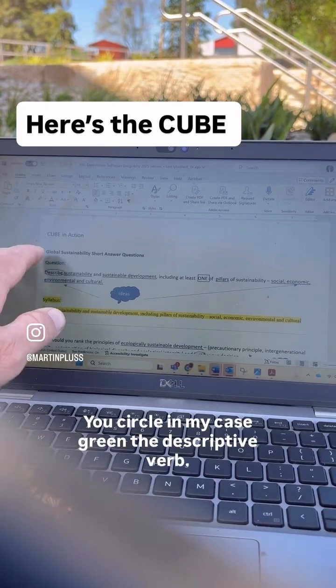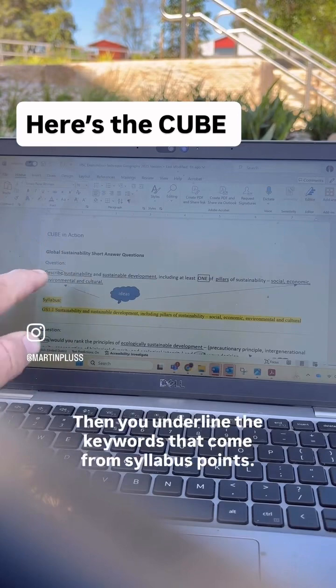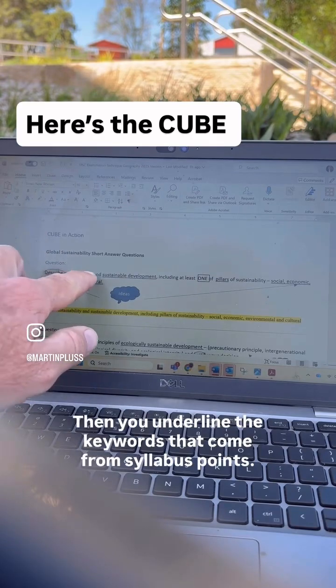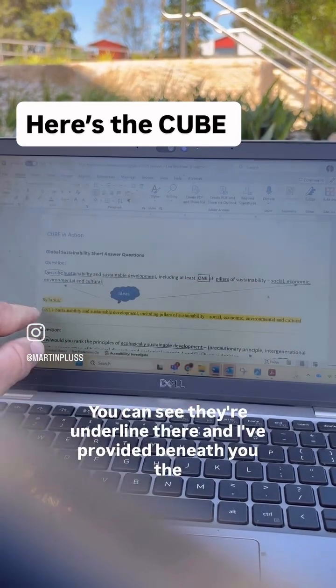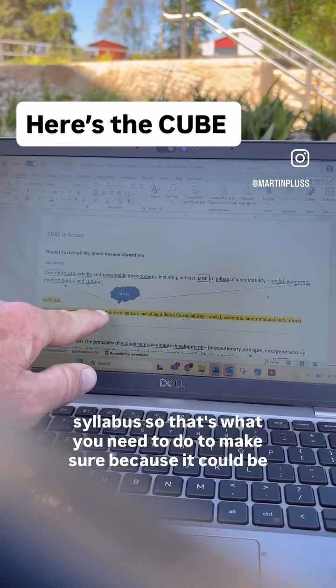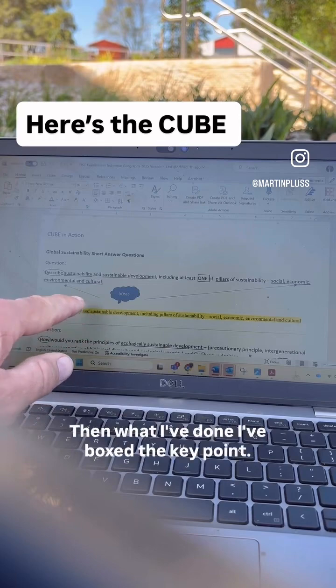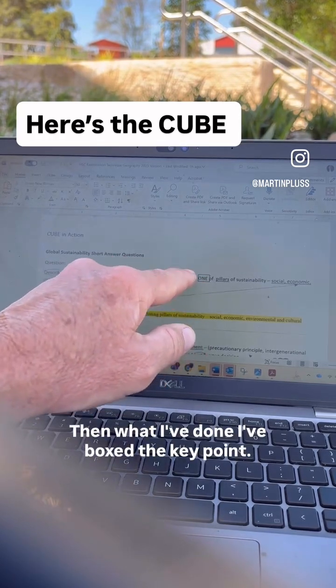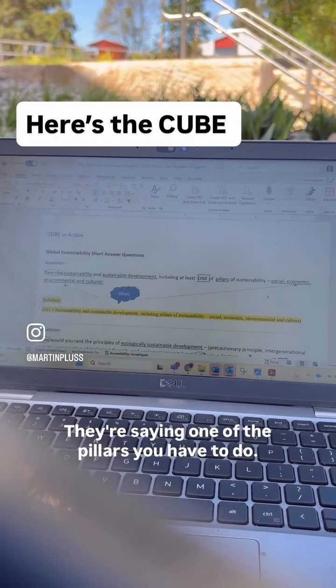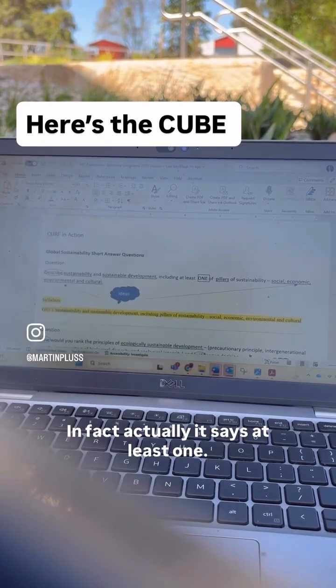You circle, in my case in green, the descriptive verb. Then you underline the key words that come from the syllabus points. You can see they're underlined there, and I've provided beneath you the syllabus. So that's what you need to do to make sure, because there could be hidden syllabus points as well. Then what I've done, I've boxed the key point. They're saying one of the pillars you have to do. In fact, actually, it says at least one.